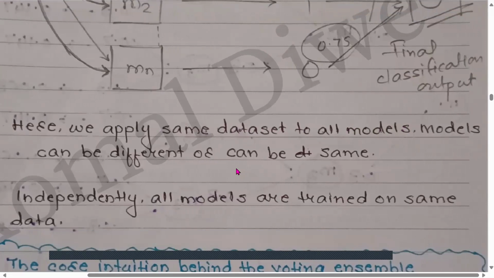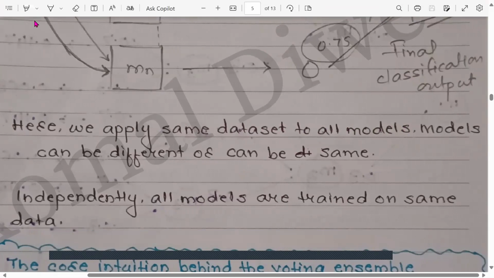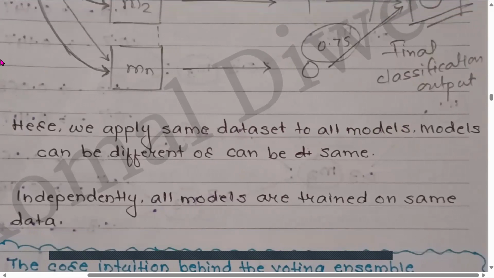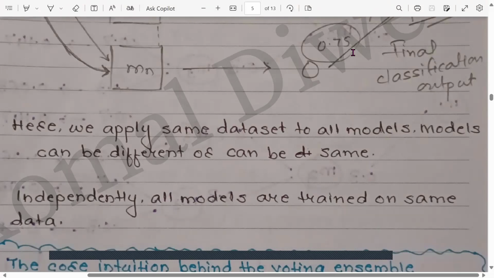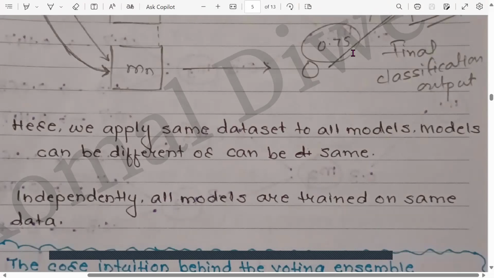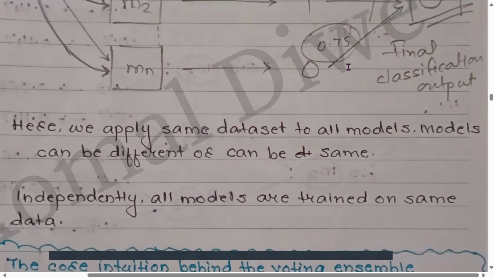Here, the model might be the same or might be different. In this given case, we are using a different model but the same data set. On the other side, we can use a different data set with the same model.